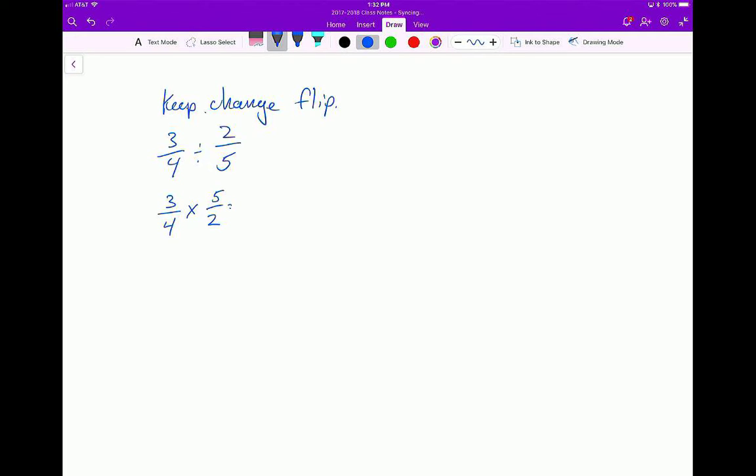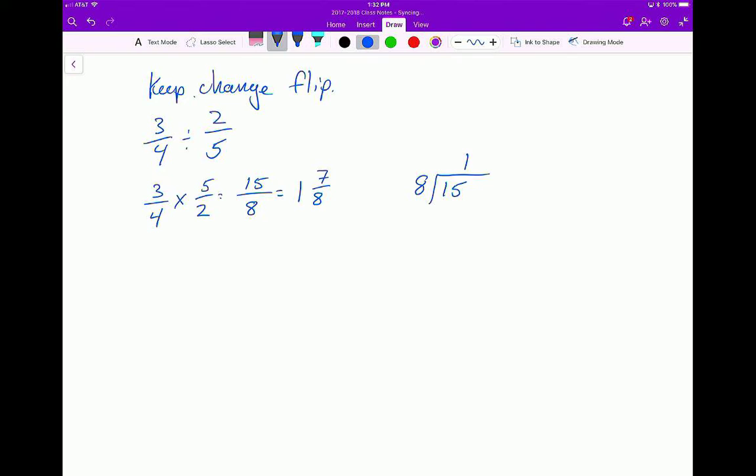We're going to multiply the numerators, which comes out to be 15, and then the denominators, which comes out to be 8. We then turn that into a mixed number. 8 divides into 15 one time, and I have 7 remaining. Again, to turn an improper fraction to a mixed number, I'm going to take the denominator and divide it into the numerator. This here becomes my whole number. This is my new numerator. And this here is my denominator.